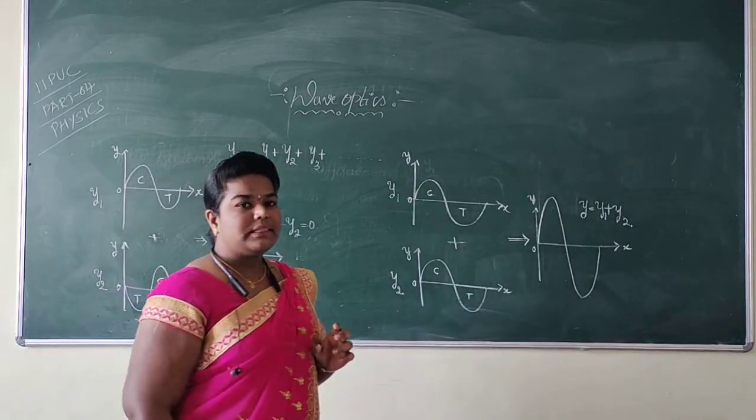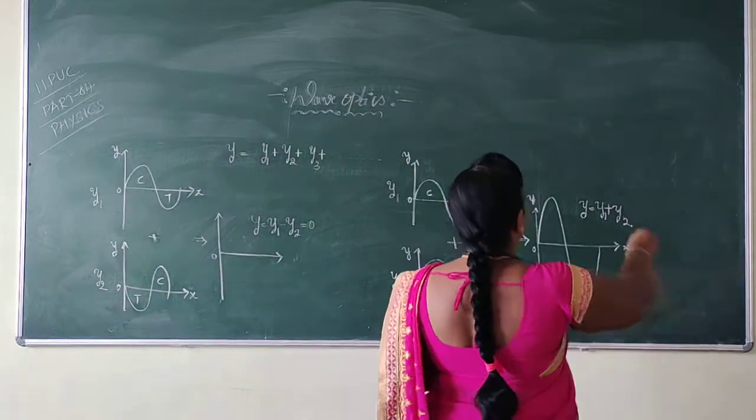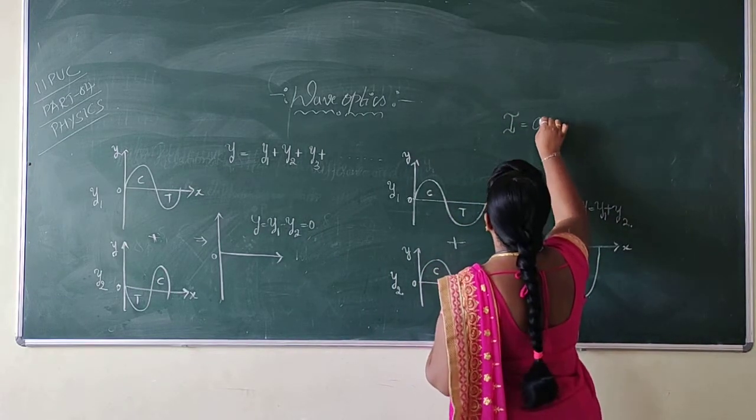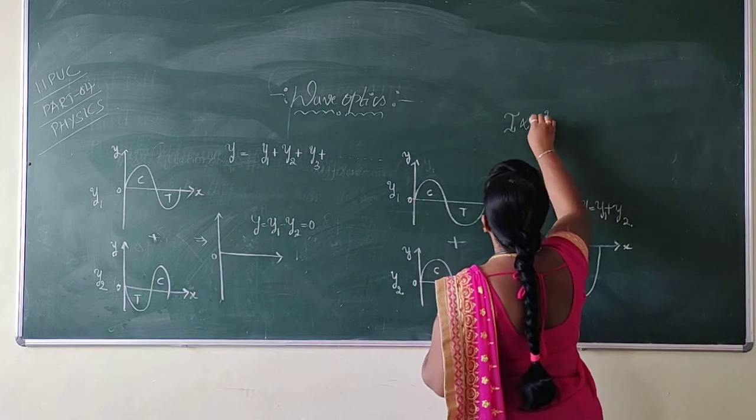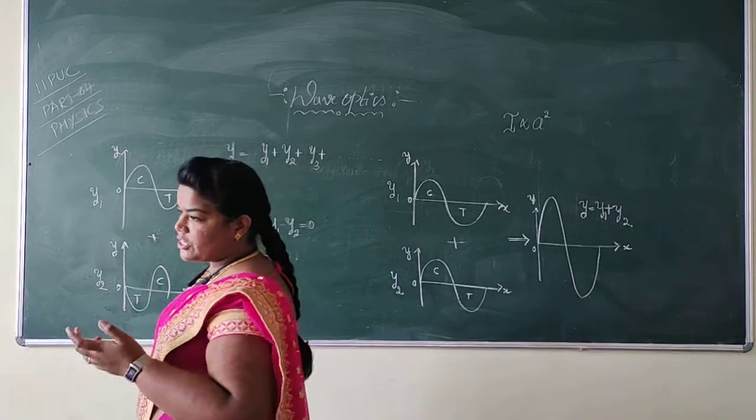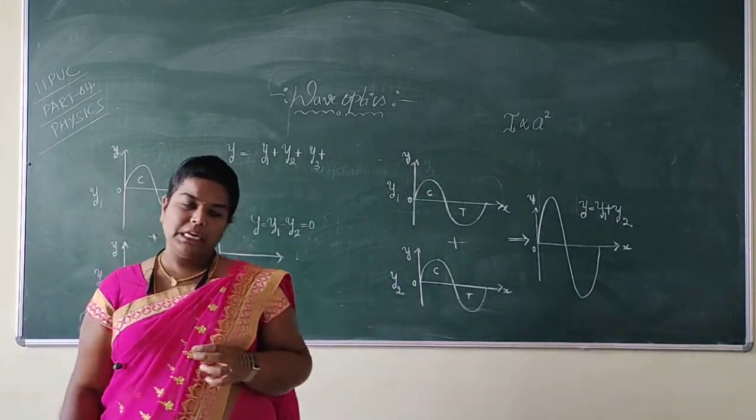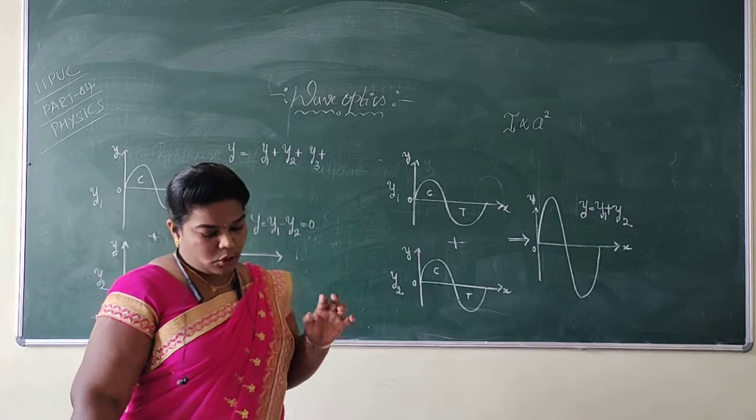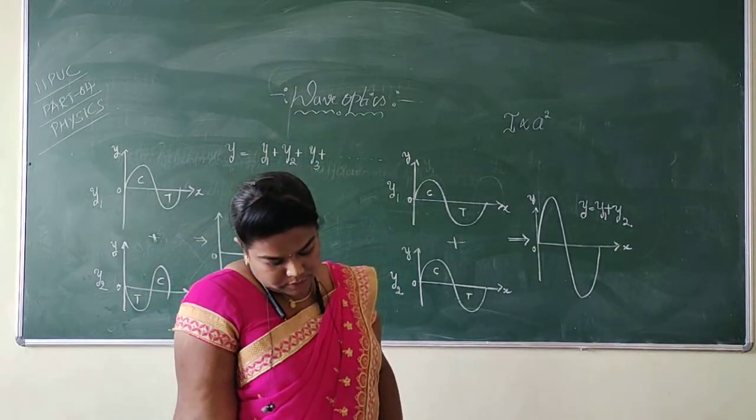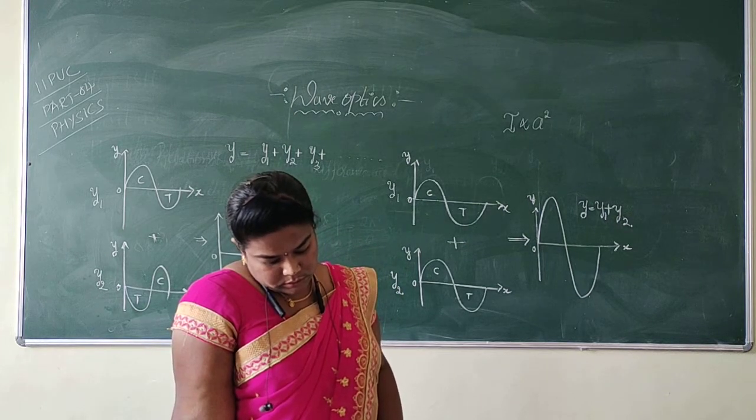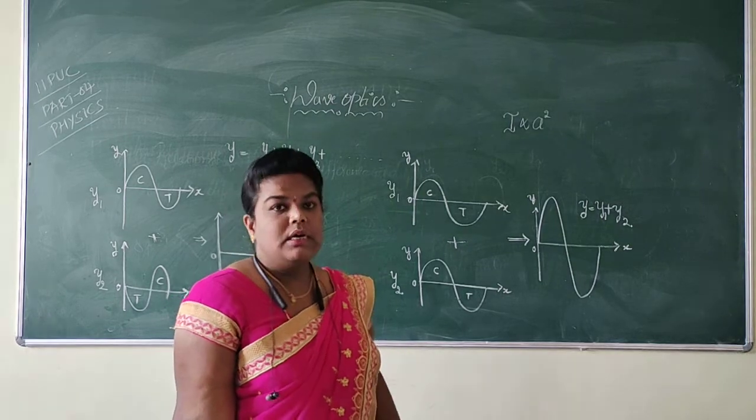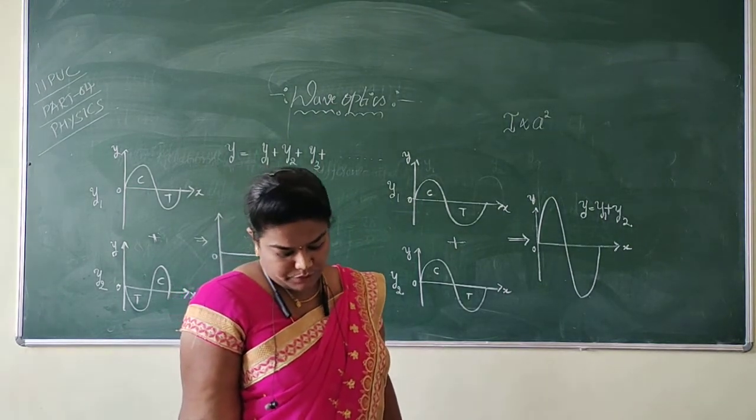Then another thing you should know is that there is a relationship: the intensity I is always directly proportional to the square of the amplitude. This you have studied in your first PUC also. Note down that the intensity of a wave is directly proportional to the square of the amplitude of the wave.